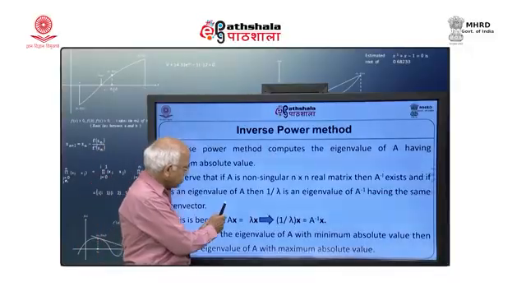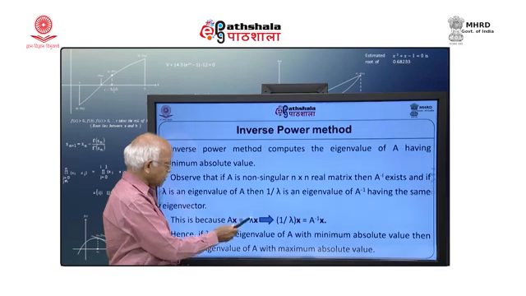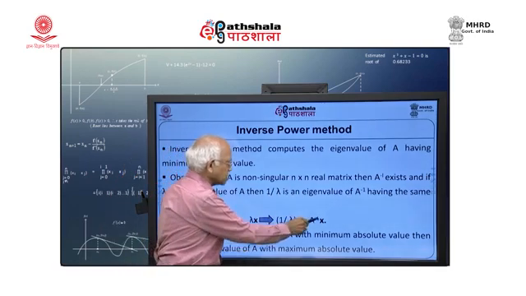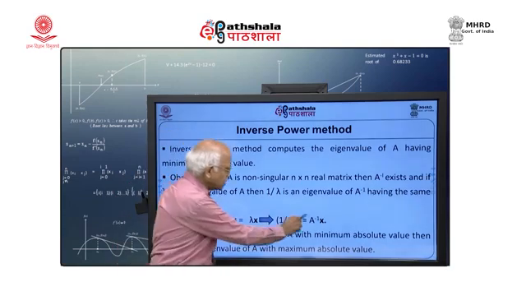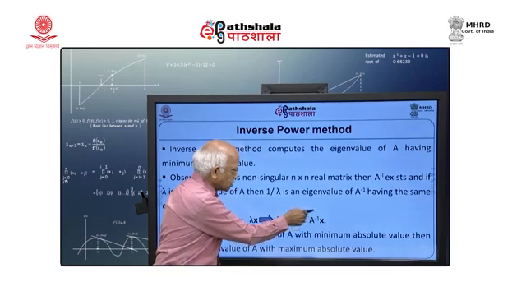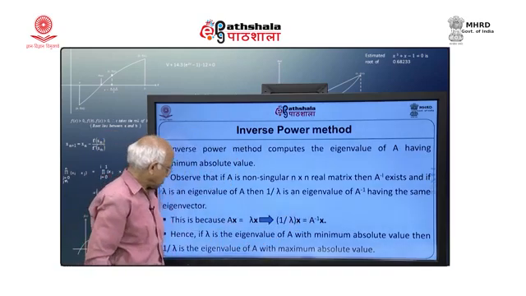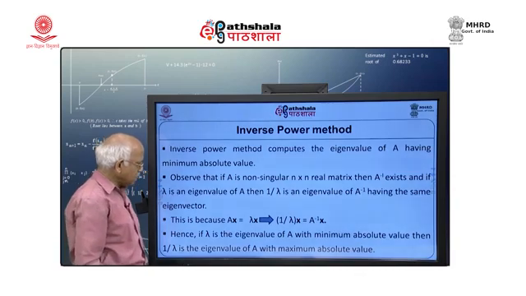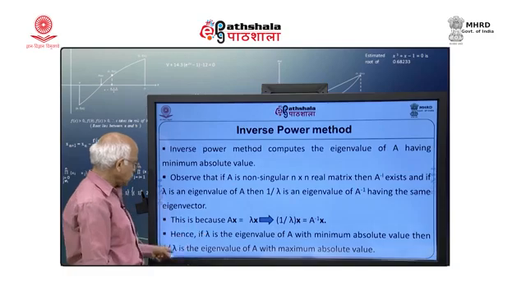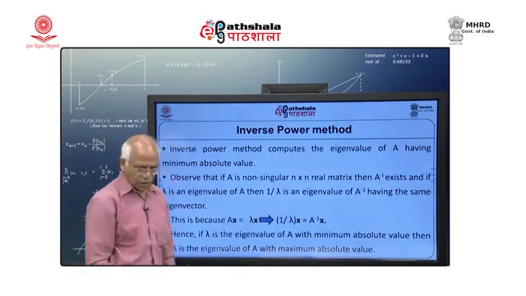Then I can multiply by A inverse on both sides and multiply by 1 by lambda. So, I will get 1 by lambda into x bar equal to A inverse x bar. Now, this in turn shows that 1 by lambda is an eigenvalue of A inverse with the same eigenvector x bar. So, that is what we mean here, and hence if lambda is an eigenvalue of A with minimum absolute value, then 1 upon lambda is the eigenvalue of A inverse with maximum absolute value.